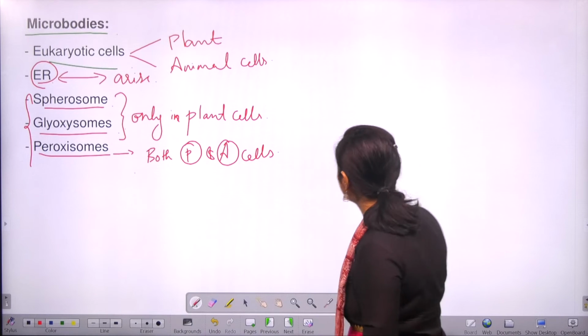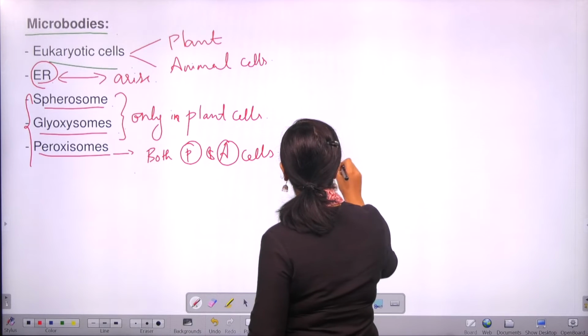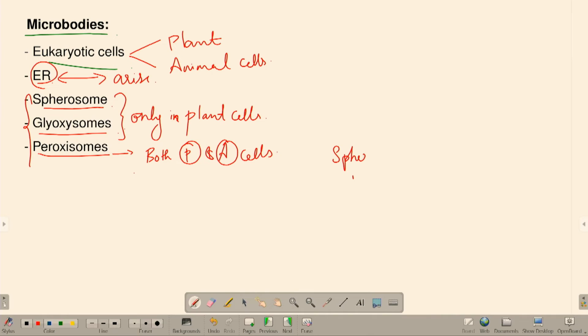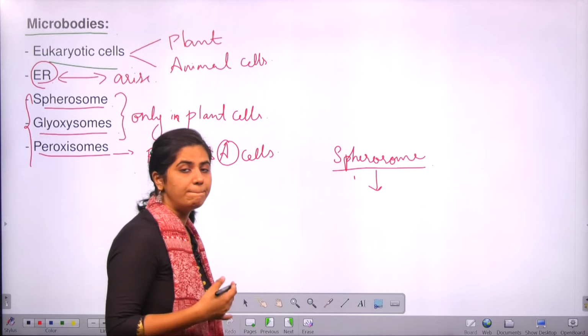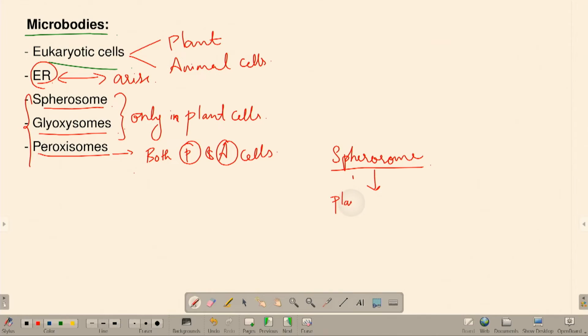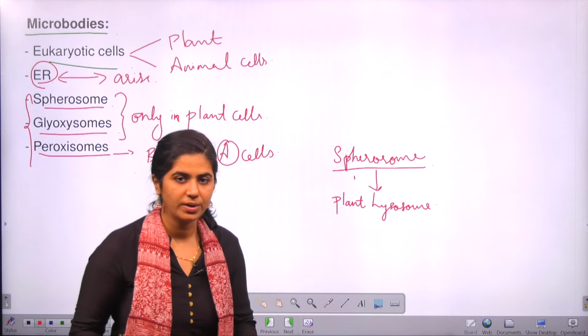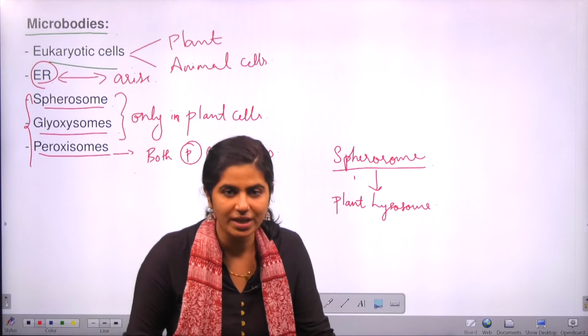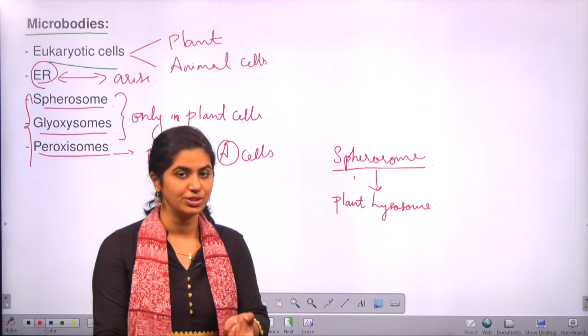And if we speak about the function of each microbody, the other name of spherosome is the plant lysosome. So you know what a lysosome is, right? Lysosome contains hydrolytic enzymes. It helps in digestion.